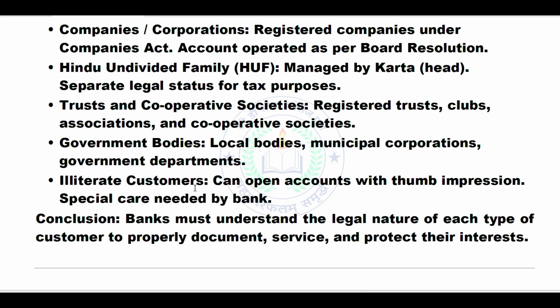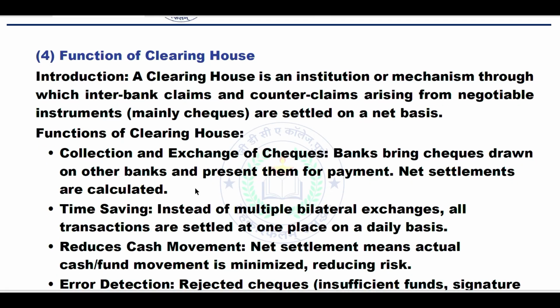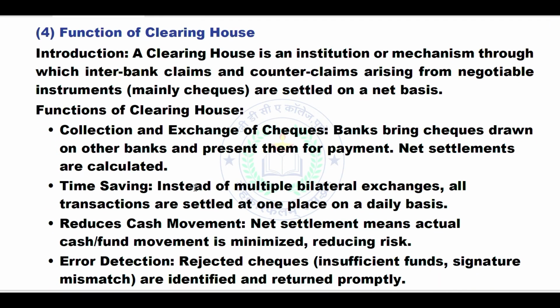Conclusion for this particular question: the bank must understand the legal nature of each type of customer to properly document, service, and protect their interests. Number 4, function of a clearinghouse.